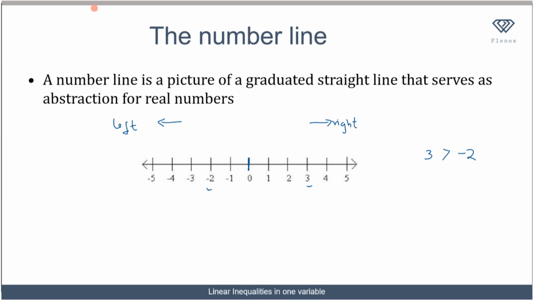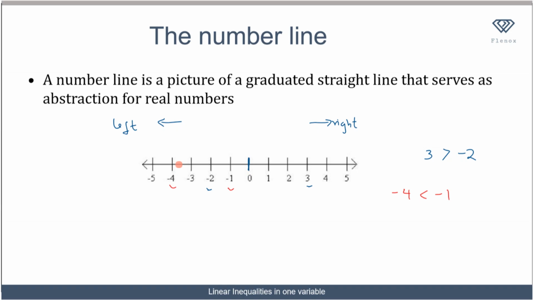As a second example, let's imagine you have two numbers, minus 4 and minus 1. You look for them: you have minus 4 here and minus 1 here. You can see that minus 1 lies to the right and minus 4 lies to the left. So minus 1 is greater than minus 4, or minus 4 is less than minus 1. Just note that numbers that lie to the right are greater than numbers that lie to the left of that number.